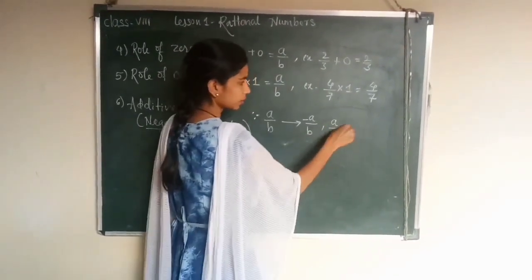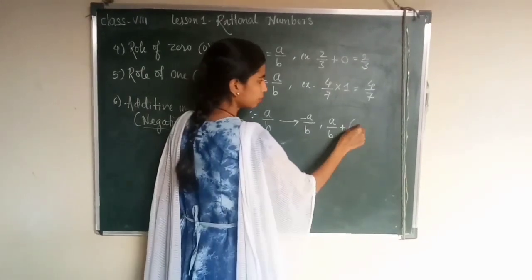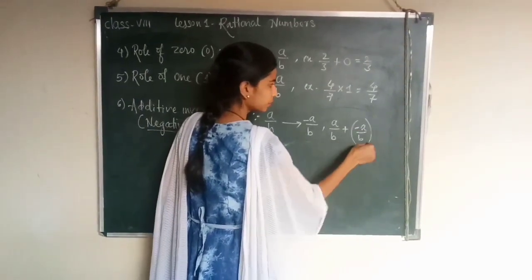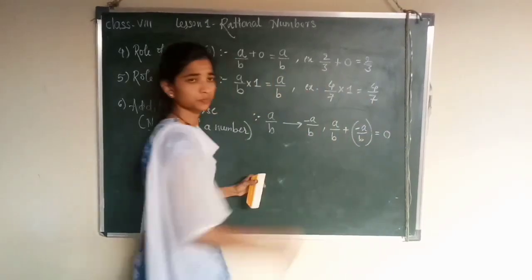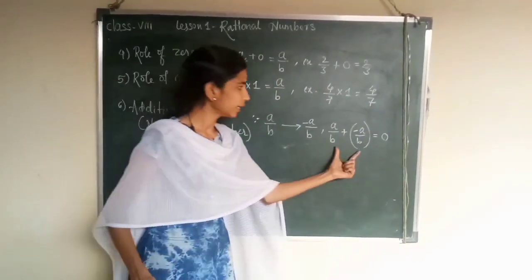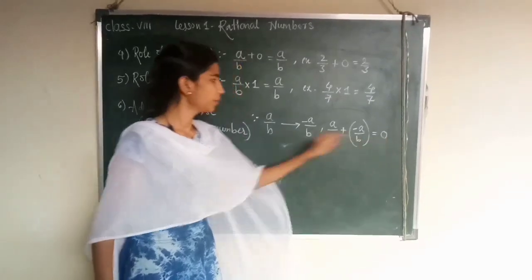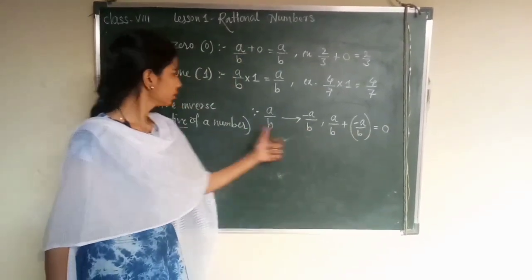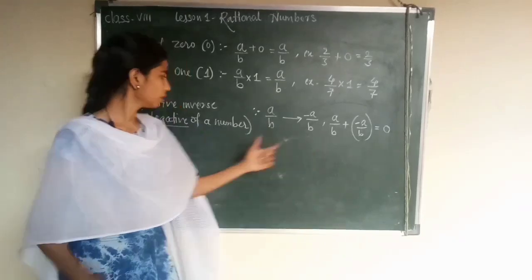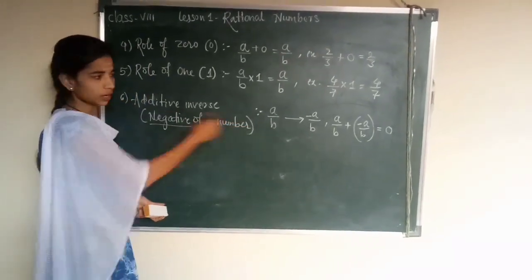And we can say that these two are additive inverses of each other only when a by b plus minus a by b is equal to 0. Means, if you add the two numbers, the sum must be 0. Then these two are additive inverses, or negatives, of each other.